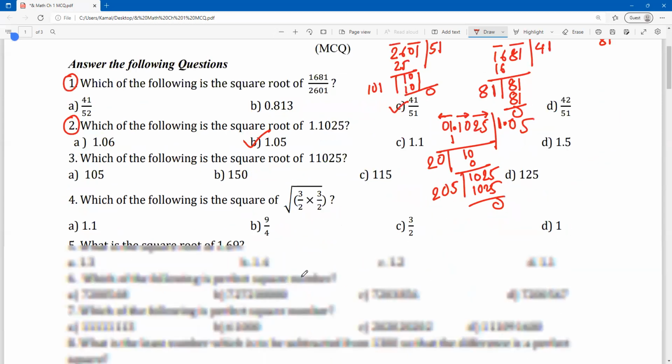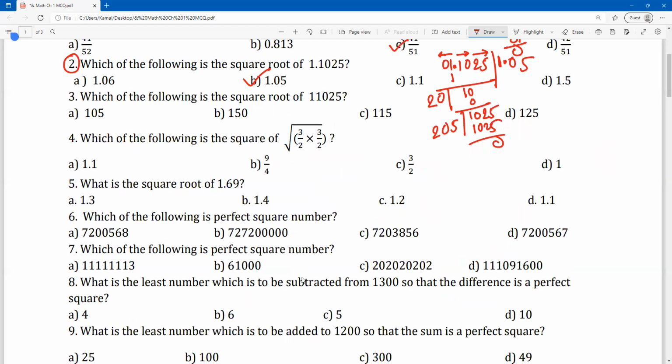In the same way, you have to find the square root of this. They are the same digits, but this is a decimal number and that is a whole number. That's why both answers are the same digits. There will be 100, and this is 1.05, this is 105. Which of the following is the square root? There is 3 as a double pair. 3 means 3 squared. 2 means 2 squared. So eliminating the square and root, you will get 3 by 2, which is answer C.